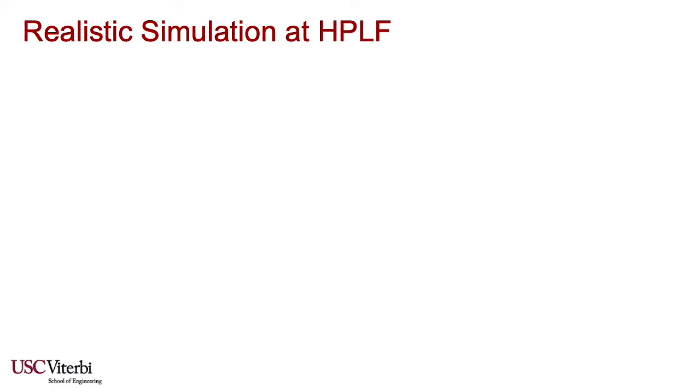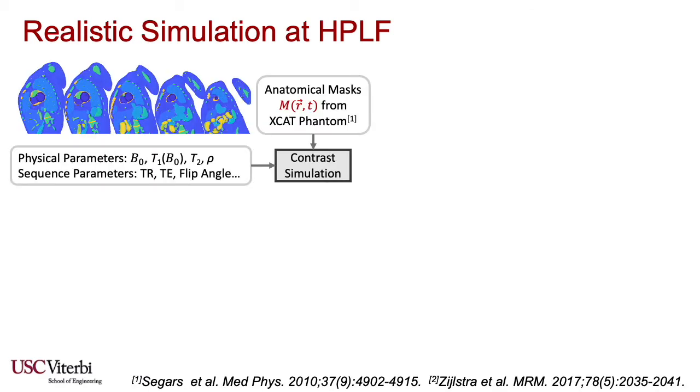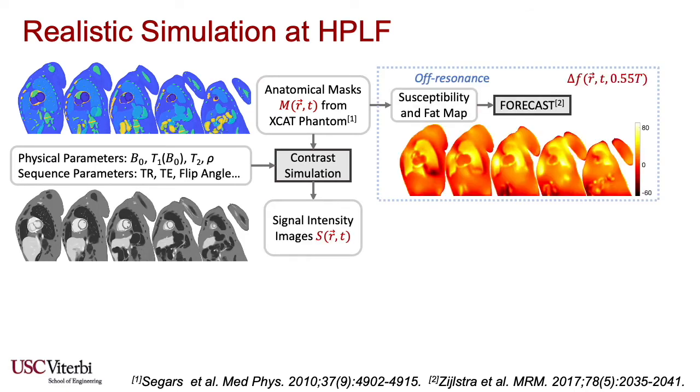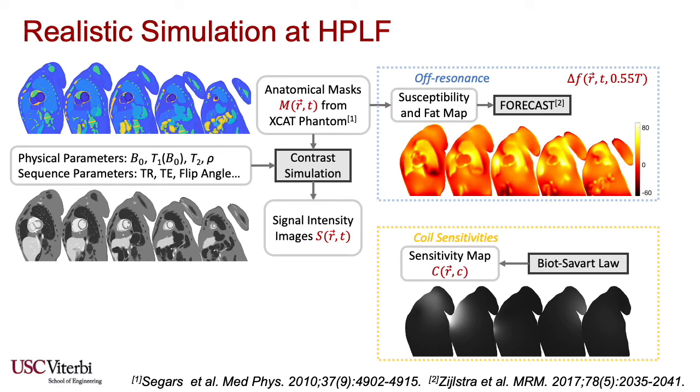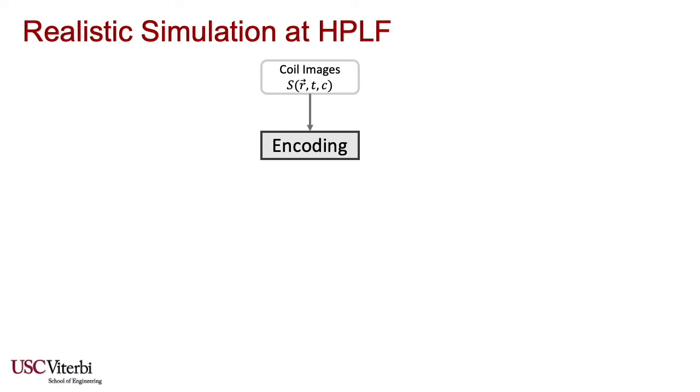The proposed simulation starts with anatomical masks obtained from the XCAT phantom. With a set of input parameters, the image contrast is simulated, giving the signal intensity images. The same mask is also used to generate the off-resonance map. A set of coil maps reflecting the actual coil position is generated to obtain coil images for each slice. From the coil images, the signal encoding is performed.